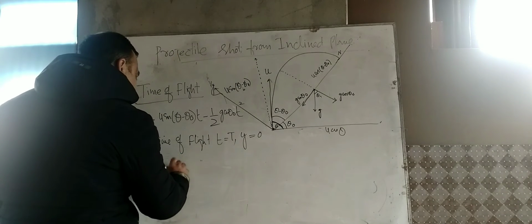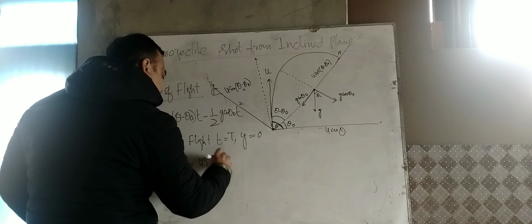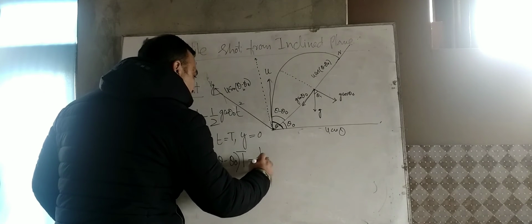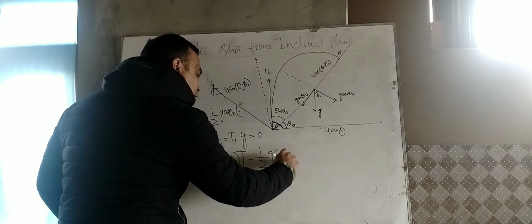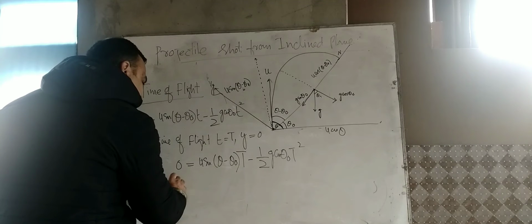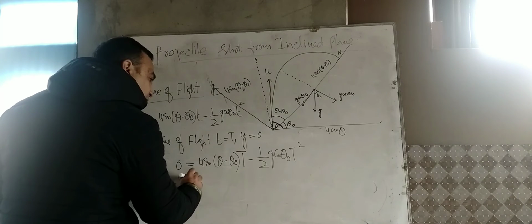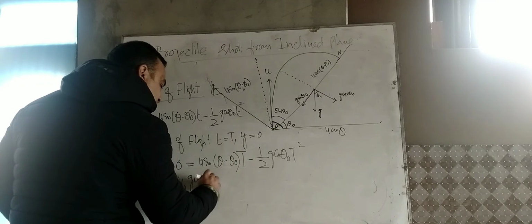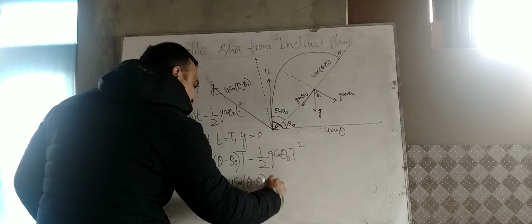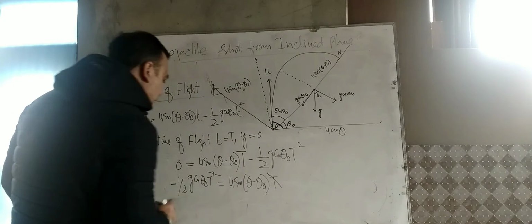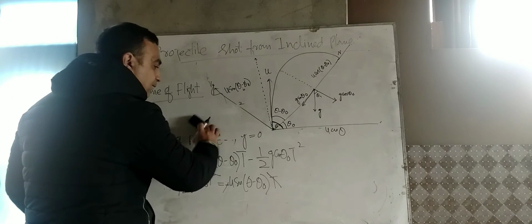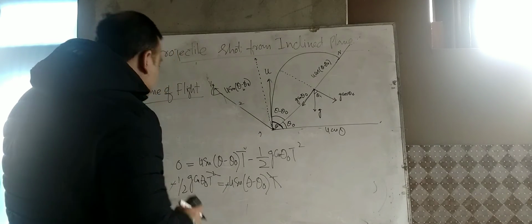So what will I get? I will get 0 is equal to u sine theta minus theta naught, instead of small t, I will write capital T, time of flight, minus 1/2 of g cos theta naught, instead of this small t, I will write capital T. Okay, we can proceed like this, that minus 1/2 of g cos theta naught T square must be equal to u sine theta minus theta naught times time of flight. This square and this T will be removed. It will be minus here. So this minus and minus will be removed. What will we get? We will get the expression for time of flight in this case.